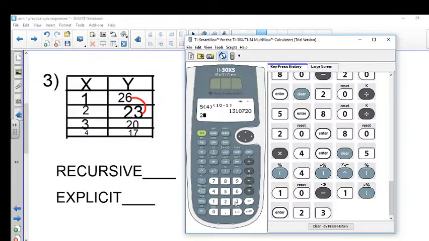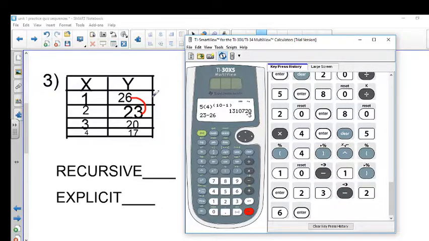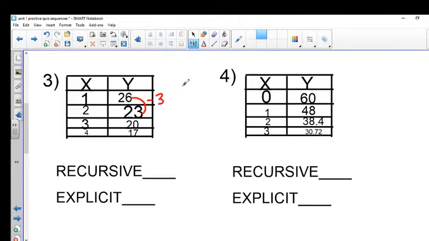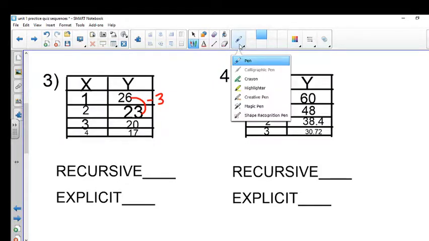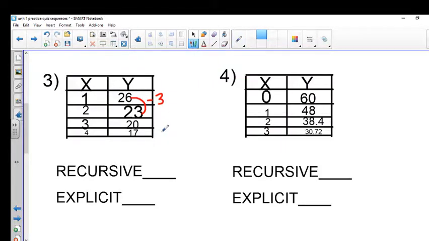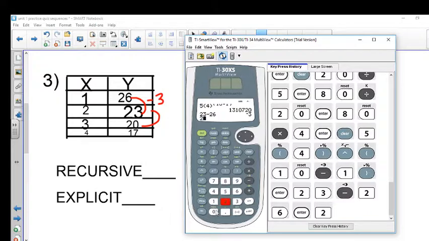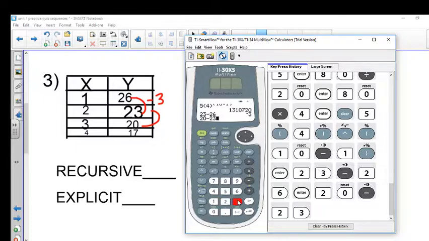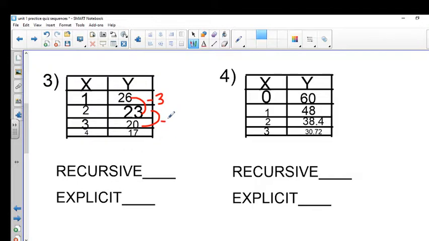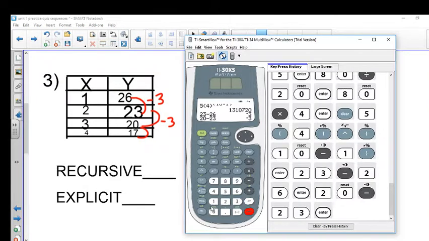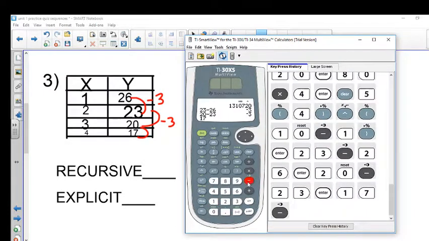So we do 23, that's our second number, minus our first number. And we got minus 3. Okay? So now we're going to take the third term and we're going to make sure we're going to get the same difference. So we're going to do 20 minus 23. So 20 minus 23. And let's see if we get that negative 3. Yes. Let's try the next one. So we're going to take the fourth term minus the third term. So it's now 17 minus 20.